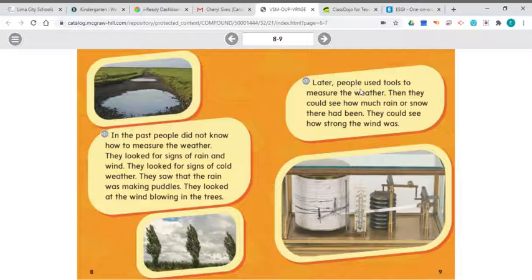Later, people used tools to measure the weather. Then they could see how much rain or snow there had been. They could see how strong the wind was.